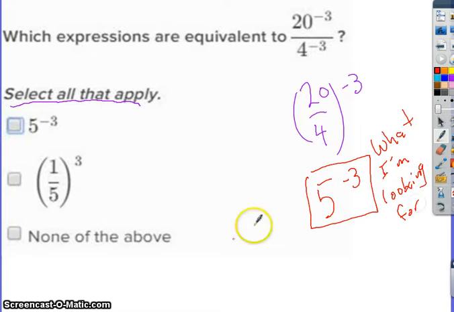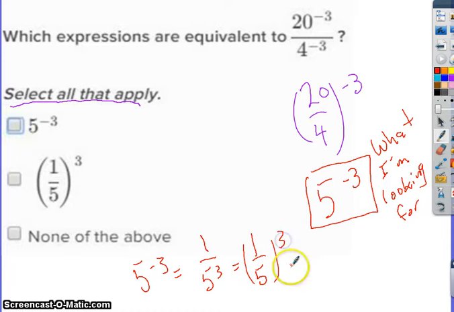And now I'm going to look for all the different things that mean the same thing. So here are some of the things that mean the same as 5 to the negative third. 5 to the negative third is the same as 1 over 5 to the third, and that is the same as 1 over 5 times 1 over 5 times 1 over 5. These all mean you're dividing by 5 3 times.